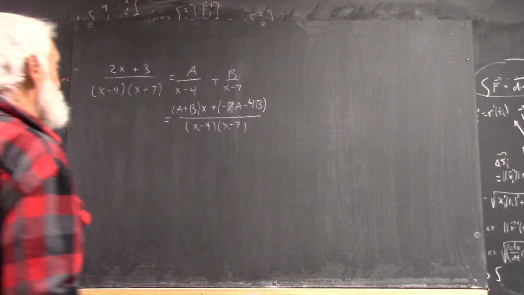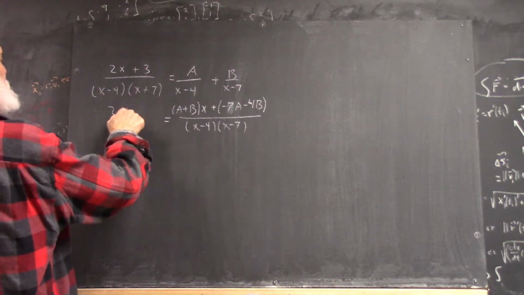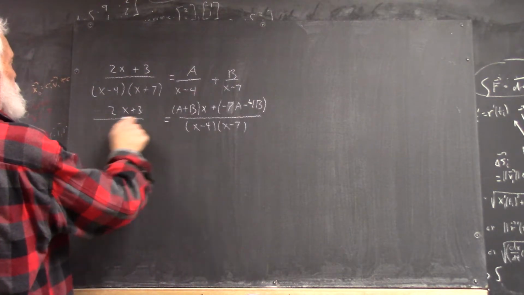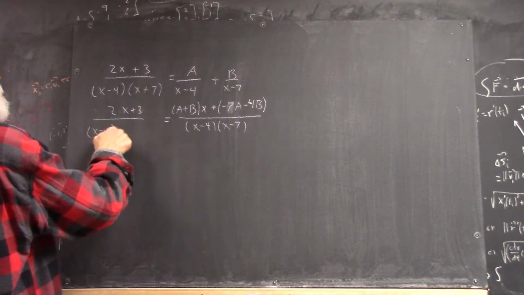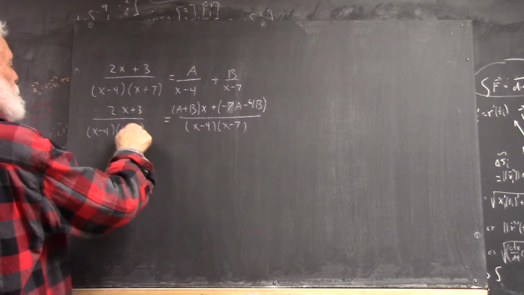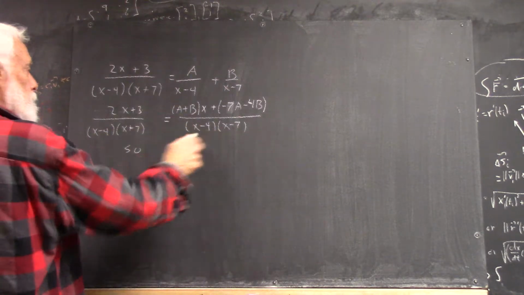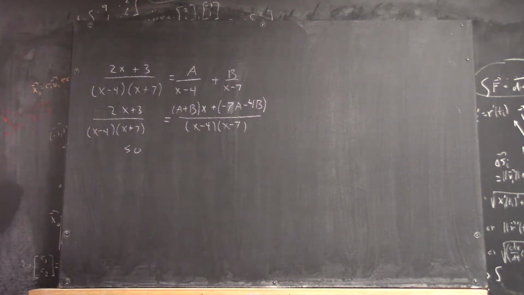Now, what do you do with this? I'm just going to review this once because I've said it several times, so I'm not going to spend a lot of time on it. The denominators are the same, so the numerators have to be the same.